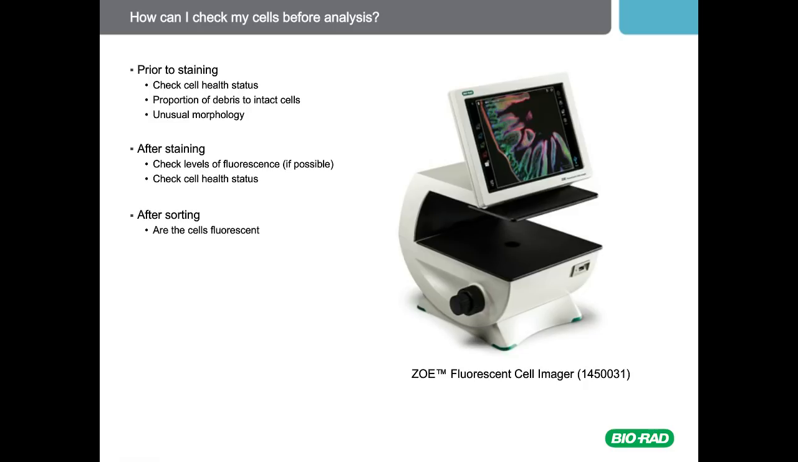After staining, you can check the levels of fluorescence. This will depend on the fluorophore used and the filters available on your microscope or imaging system, such as the Zoe fluorescence cell imager shown here. A check of the health status of your samples and the number of cells to ensure the staining protocol has not adversely affected your cells can also be important. You can then determine whether it is worth acquiring your sample.